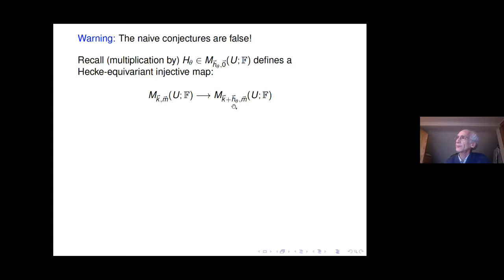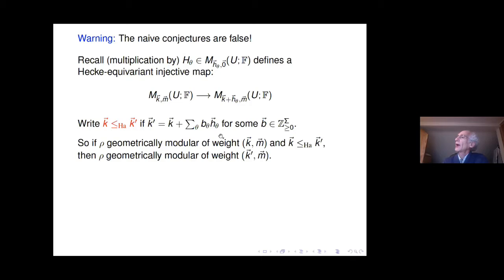But just from the existence of this map, you see that modularity, some notation, so I'm going to write, you can define a partial ordering using the weights of the Hasse invariants just by saying that k is at most k prime if the difference k prime minus k is a non-negative integer linear combination of weights of partial Hasse invariants. So then if k is at most k prime in this sense of the partial ordering defined by weights of Hasse invariants, if rho is modular of weight k, then it has to be modular of weight k prime.